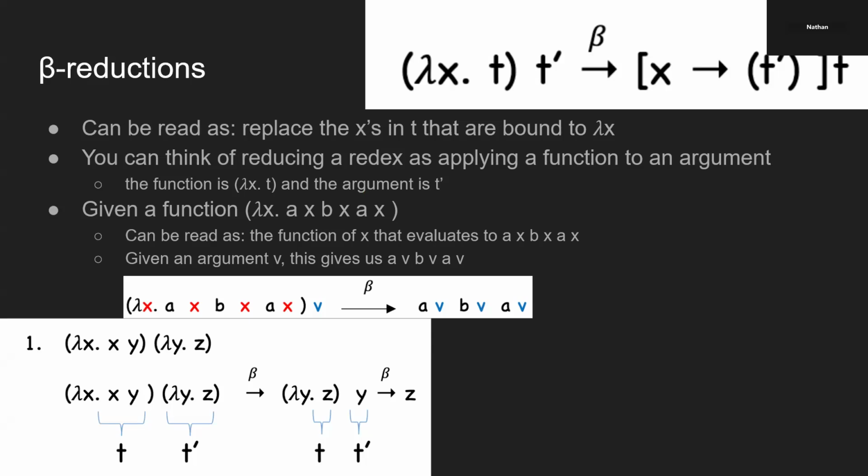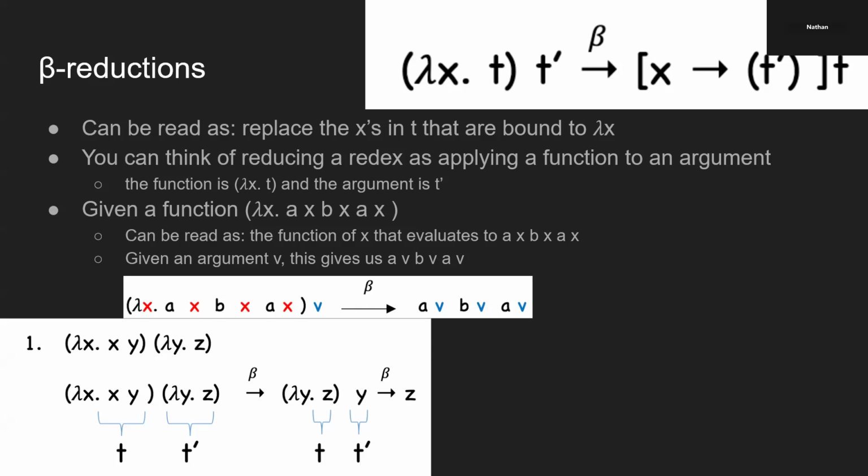There you go. Okay, beta reductions. So this is where things get interesting. You can read it as replacing the x's in t that are bound to lambda x, right? So this is t, all the x's in here, plus lambda x, you replace it with t prime. You can also think of it as applying the function to an argument. This is kind of the thing with functional languages. So the function is lambda x t and the argument is t prime, which is what we did with redexes.